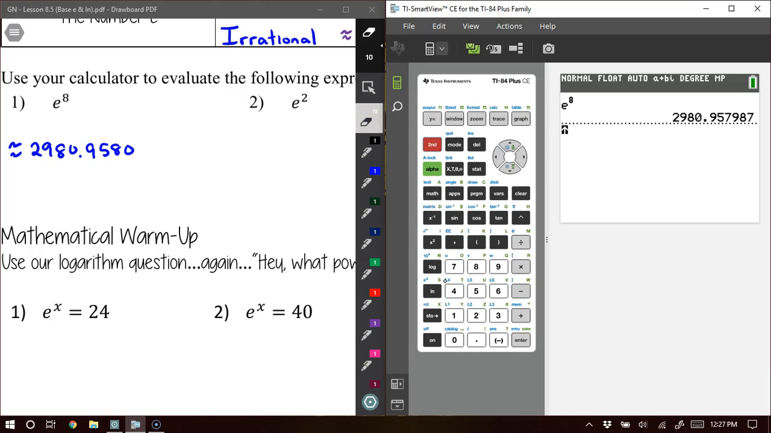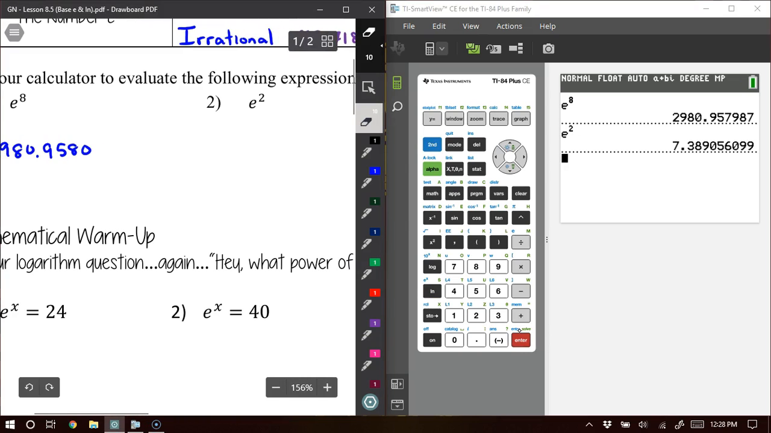If I want e squared, second ln, e squared. This one's not going to be as bad when it comes to rounding. It's approximately 7.389, and then a 0.5, so that's going to round up to a 1.